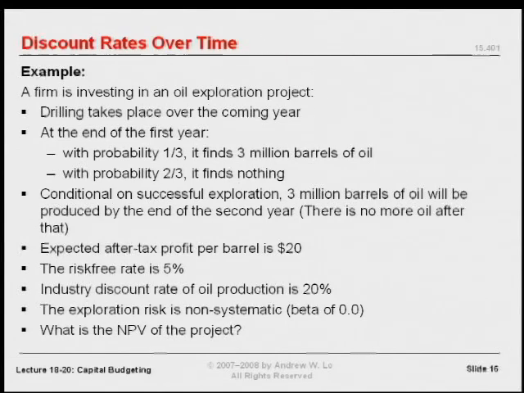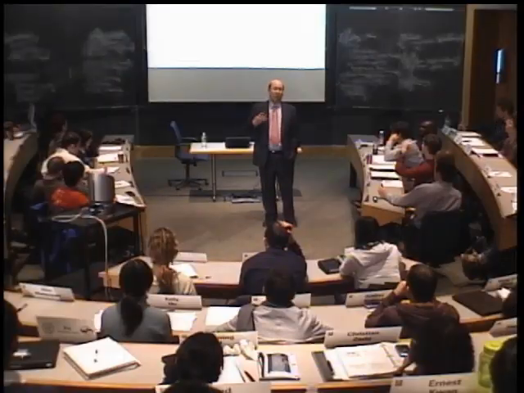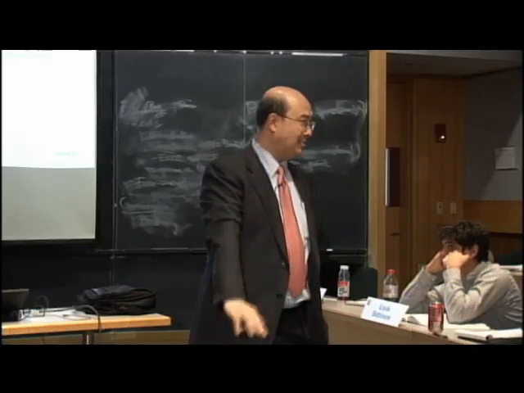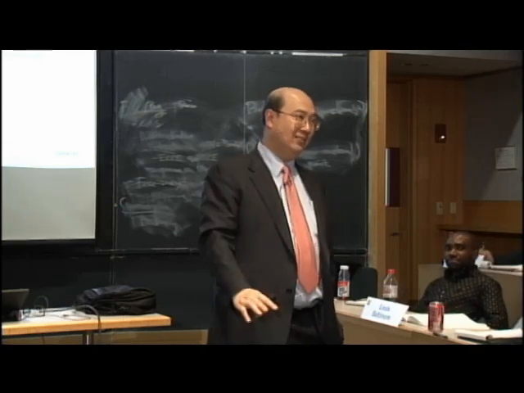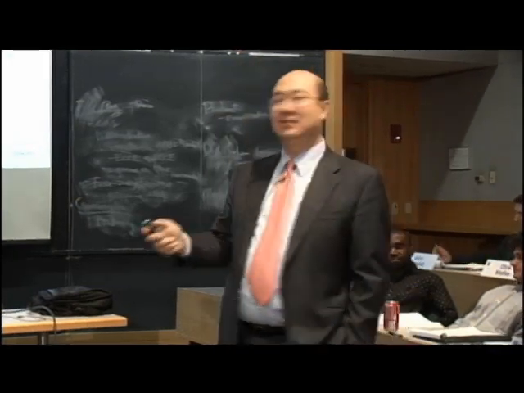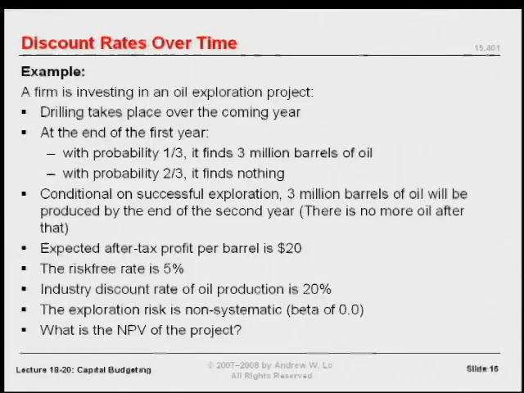Not now, but a year from now. The risk-free rate is 5%. The industry discount rate of oil production is 20%. That's a very high cost of capital, but oil production is a high beta activity, as you can sort of tell, right? Market prices are down, oil prices down. When the market was up, oil prices were pretty high. Oil has a high beta, okay? So the discount rate is 20%, but the exploration risk, this 1/3, 2/3 probability, that has a beta of 0. What's the NPV of this project?